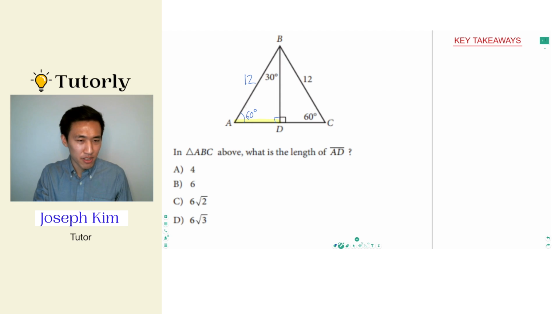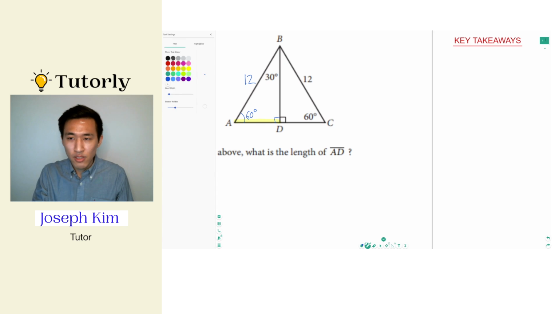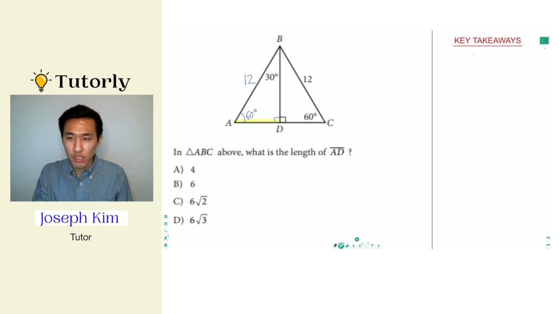We can't use the Pythagorean theorem because we would need to know two sides in order to use that. Instead, the answer lies within the measures of the angles of this triangle. We have a 30, 60, 90 right triangle, and with that comes our key takeaway for this lesson. So let's take a moment now to review the special right triangles.